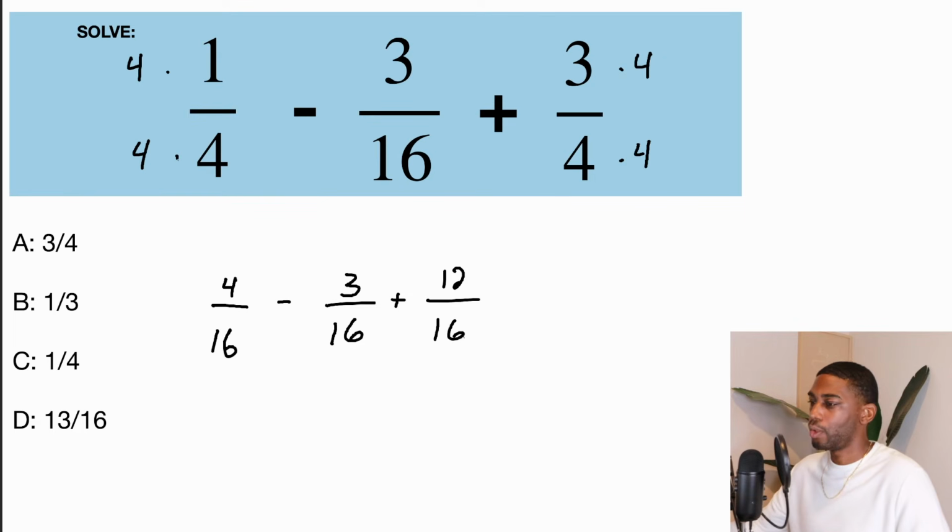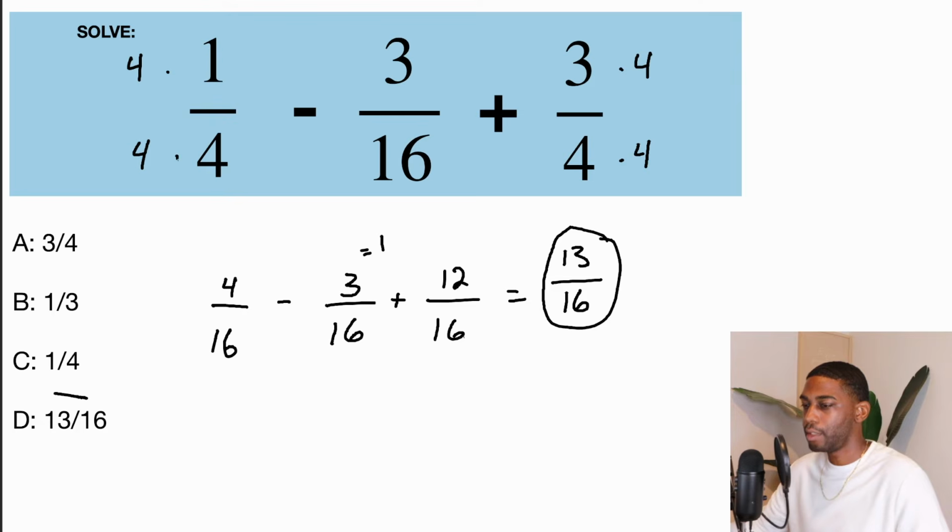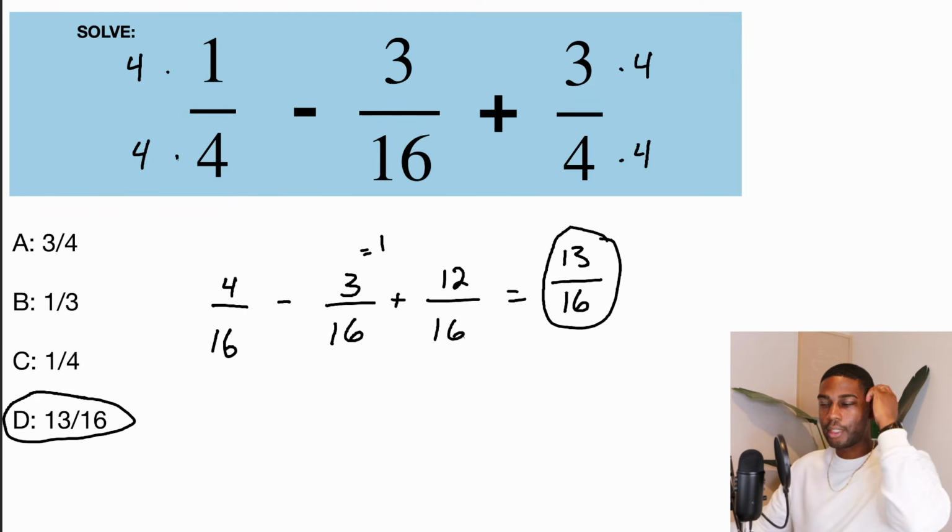And let's follow our functions. 4 minus 3 equals 1. And then 1 plus 12 equals 13. 13 over 16. Final answer. Can't simplify. 13 over 16. We go to our answer key. D would be the correct answer.